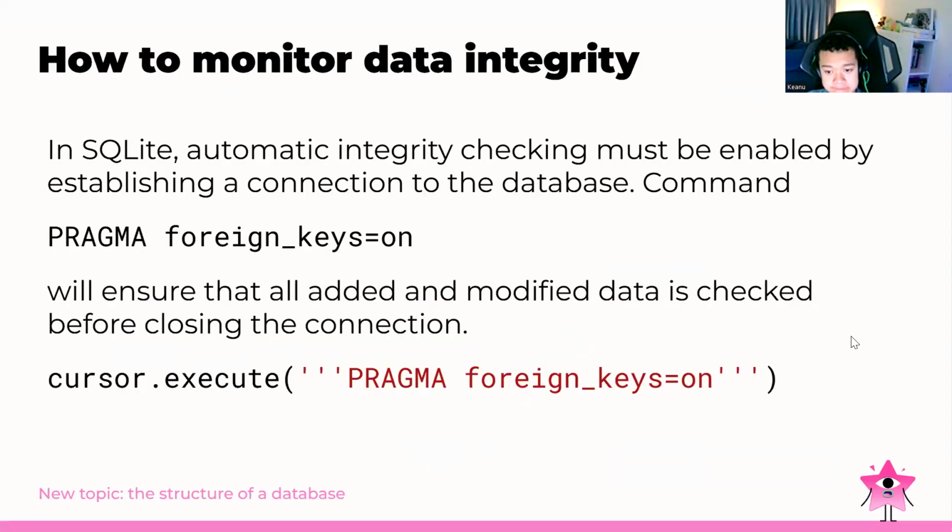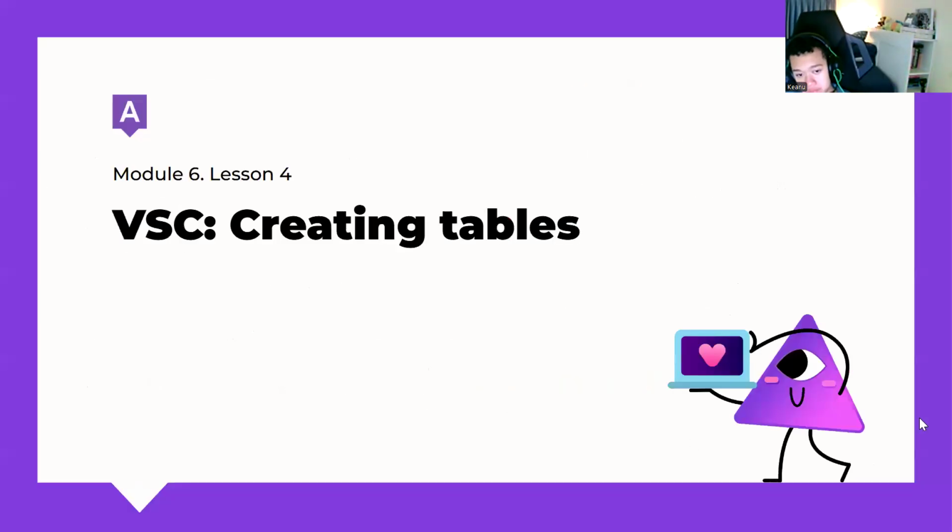And then how to monitor data integrity. In SQLite, automatic integrity checking must be enabled by establishing a connection to the database. We have the command like this: PRAGMA foreign_keys = ON. This will ensure that all edited and modified data is checked before closing the connection. So for executing, we can use cursor.execute, we go for the PRAGMA foreign_keys and set it as ON, and then it will execute this one. And then that's it.